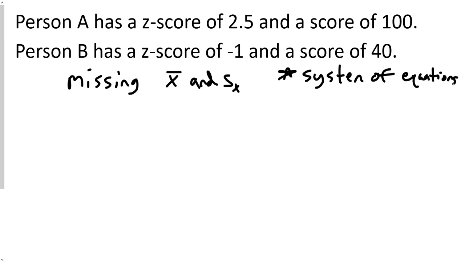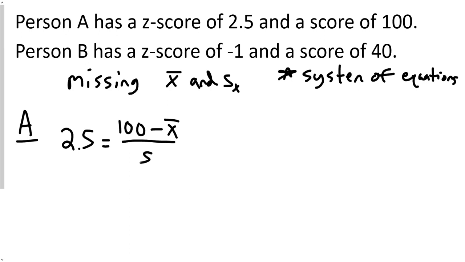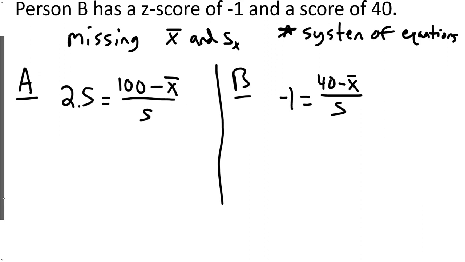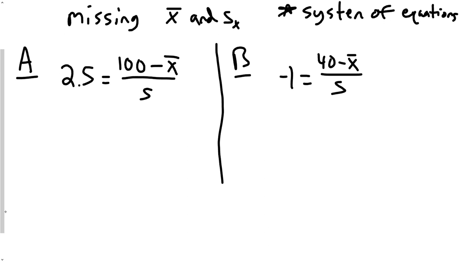So what I'm going to do is create 2 different equations. Let's say person A. We know for person A the z-score is 2.5. We know the actual score is 100. We don't know the mean. We don't know the standard deviation. Let's take person B. We know it's -1, and that's going to be a score of 40. This is the same situation, so they both should have the same mean and the same standard deviation. So I'm going to solve my system of equations however I want to. You can always use elimination or substitution.